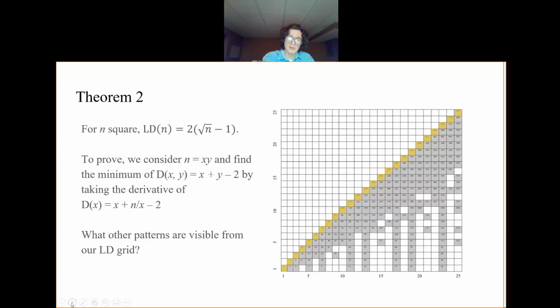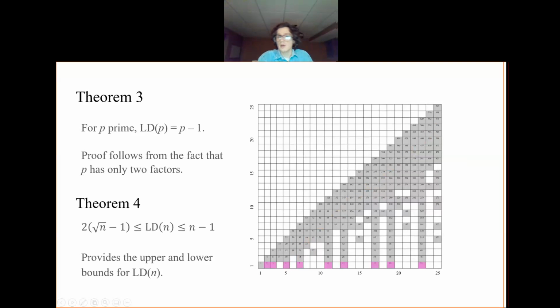Now, what other patterns are visible from our LD grid? Well, our third theorem brings us to another pattern that's apparent, in which we notice that the prime numbers are found on the bottom row of this grid, and only the prime numbers, with the exception of the number 1, are on this bottom row. So the statement of theorem 3 is that for p prime, LD of p is equal to p minus 1. And what that basically means is that all the prime numbers appear in this bottom row, and only the prime numbers appear in this row.